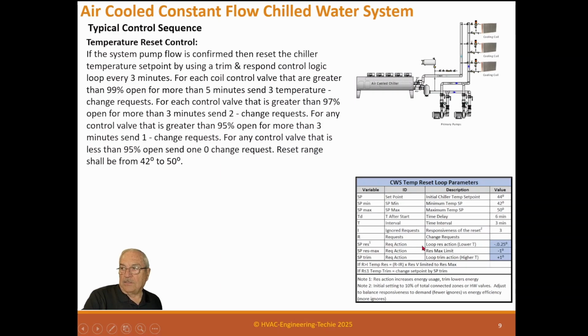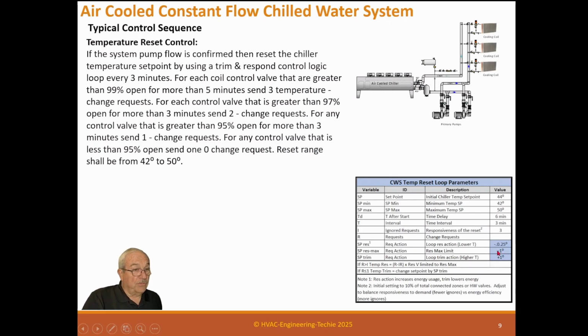And then this is the action loop. So if you have your set point resets, the loop reset action lowers the temperature. So reset would always be going with the energy. So resets always increase the energy when we reset. So that's 0.25 degrees. We're going to reset it. Each step is 0.25 degrees. So the maximum set point we're going to allow is 1 degree.